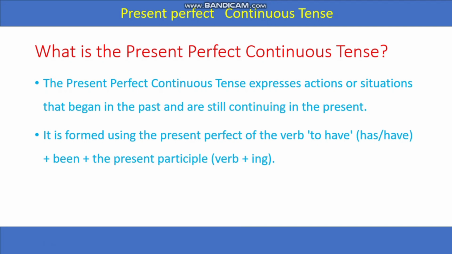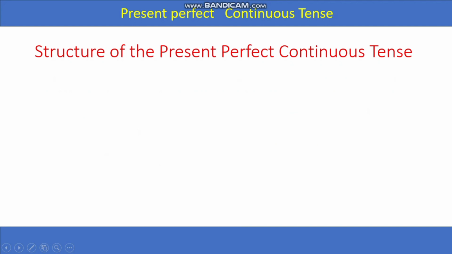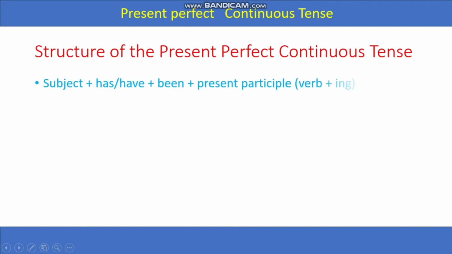Okay, this is actually the structure. We will see in the structure, has and have are used as helping verbs, and been is used as well, and the ing form of the verb is the present participle. Okay, we'll see the structure of the present perfect continuous tense. Okay, what is the structure? We will come to know what the ing form is, what the participle is in this structure.